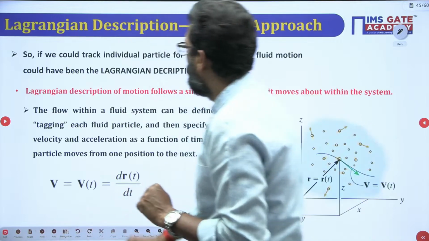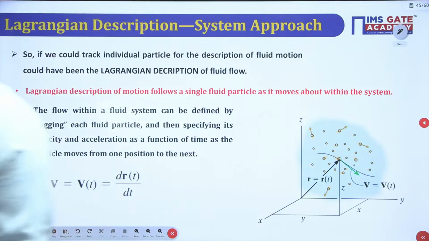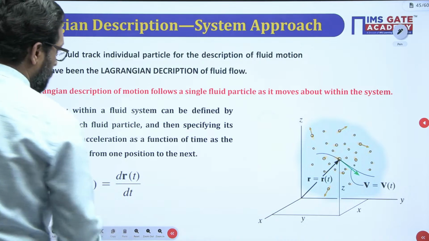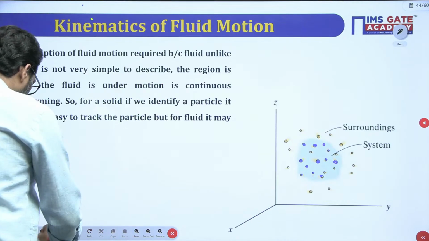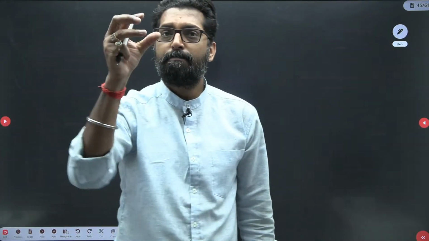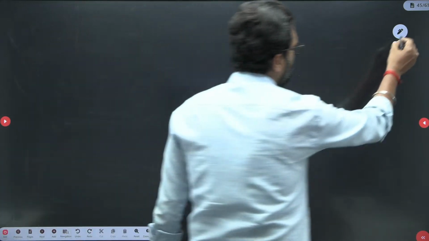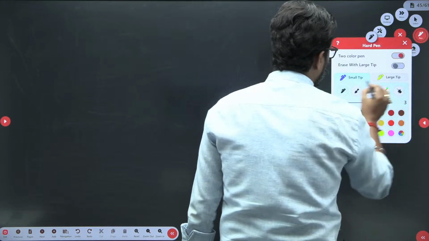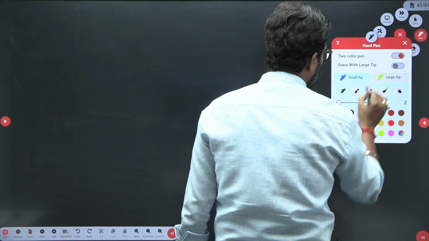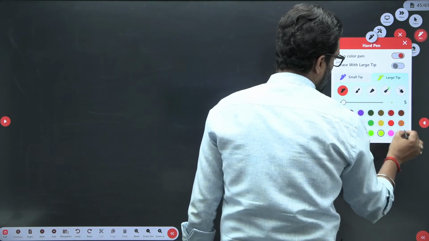The first one is the Lagrangian description. Before I start with that, I will discuss something so that you get a very good insight. There are two things: one is the particle approach, the other one is the field approach. This is very important, I am telling you, something I want to share with you.